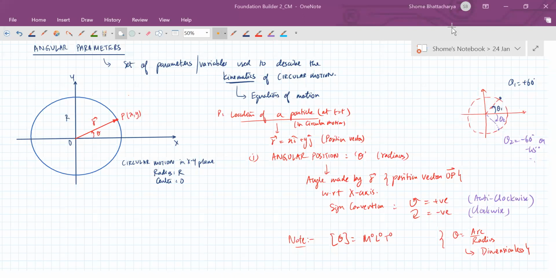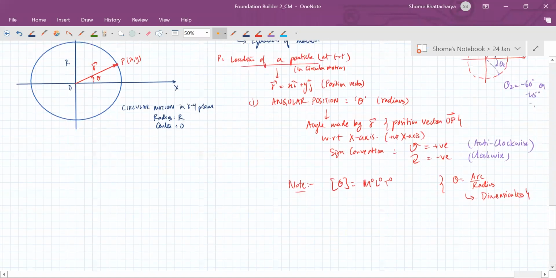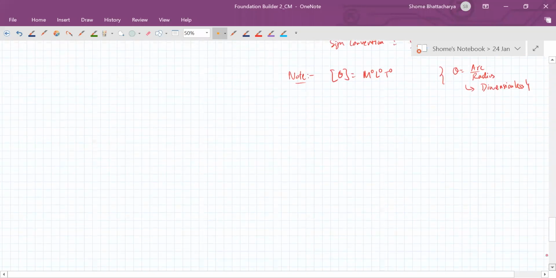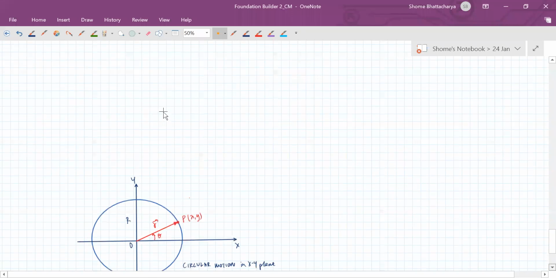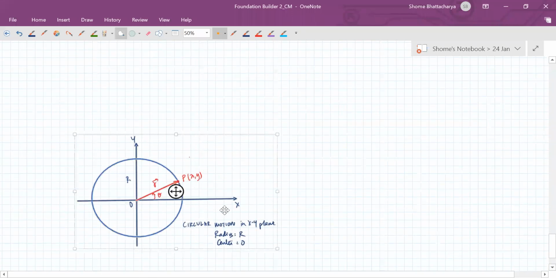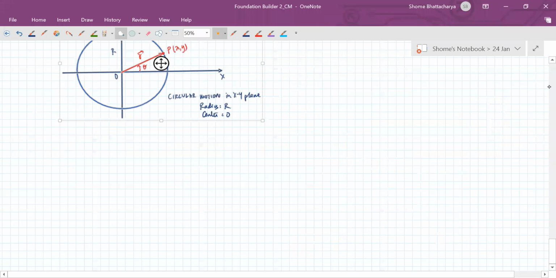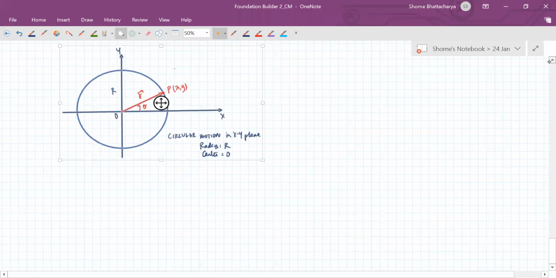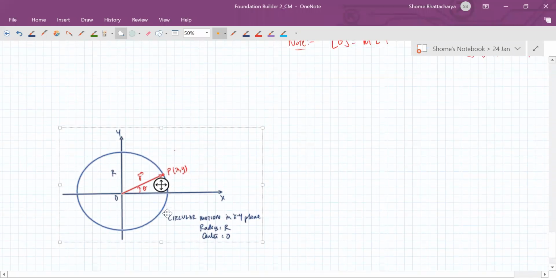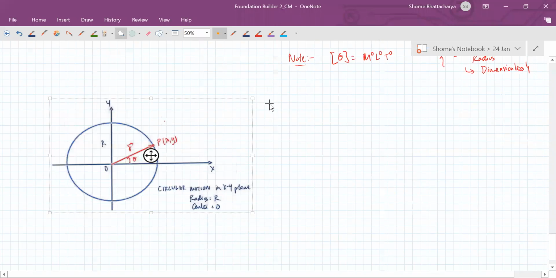Yes, with respect to positive x-axis, that's correct. When we say with respect to x-axis, you can add this point here, with respect to positive x-axis. So the anti-clockwise angle that you're making with the positive x-axis, that is called the angular position. Now next point, let's understand the concept of angular displacement. So next definition for us here will be angular displacement.